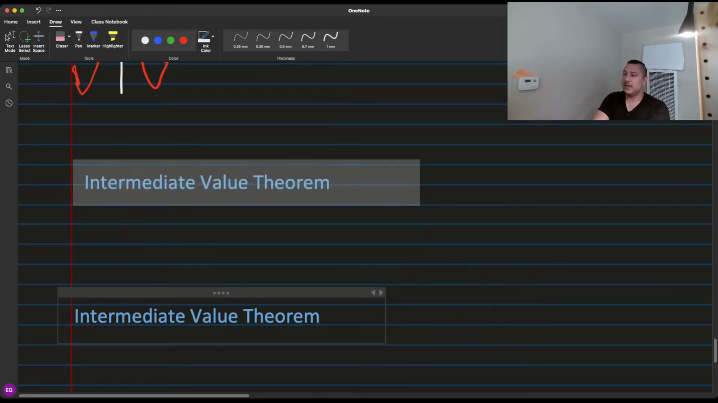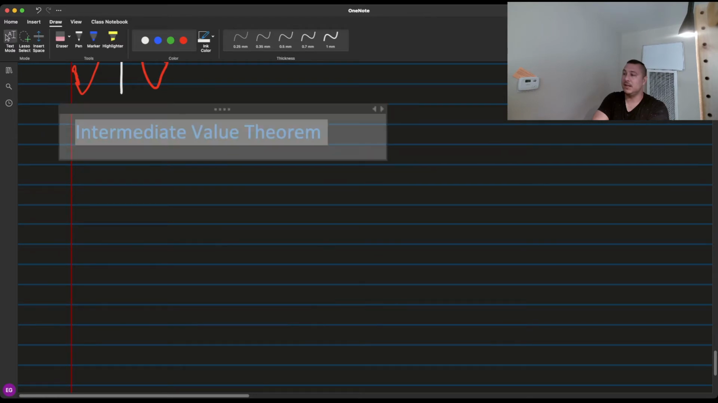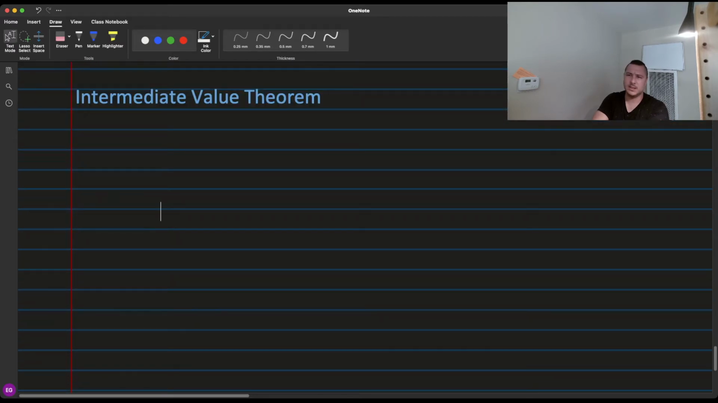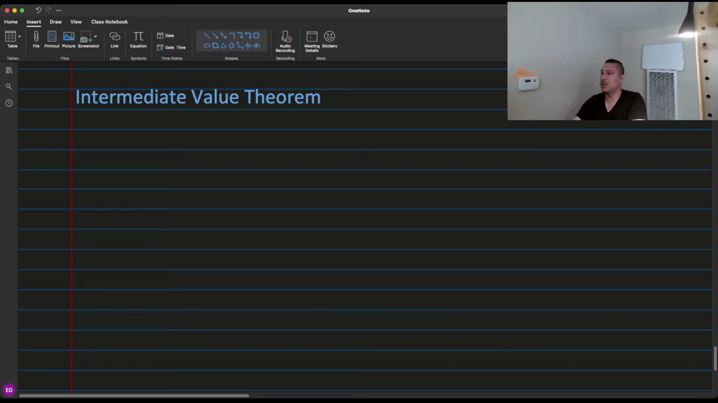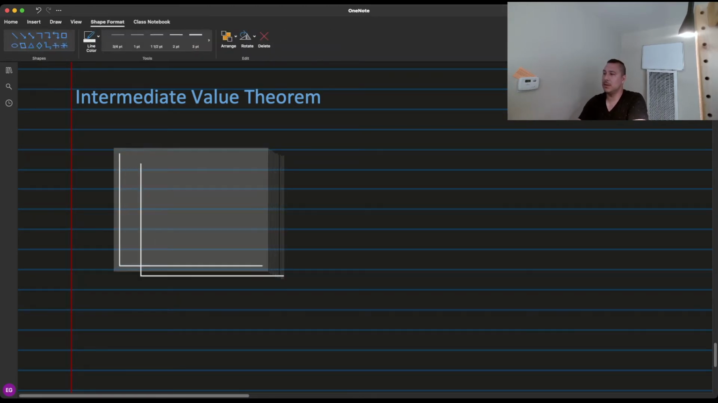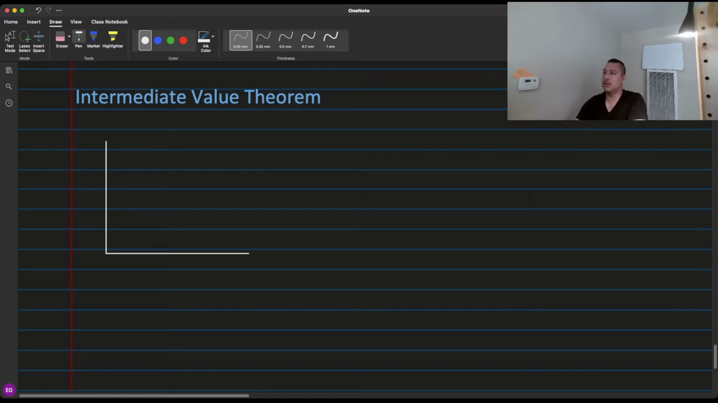Another very common application of continuity is something called the Intermediate Value Theorem, which is best explained by looking at a picture. So we're going to draw a picture to explain this. Here are our axes, x and y axis. Let's say you have some function which looks like this. First of all, the Intermediate Value Theorem only applies if f of x is continuous.